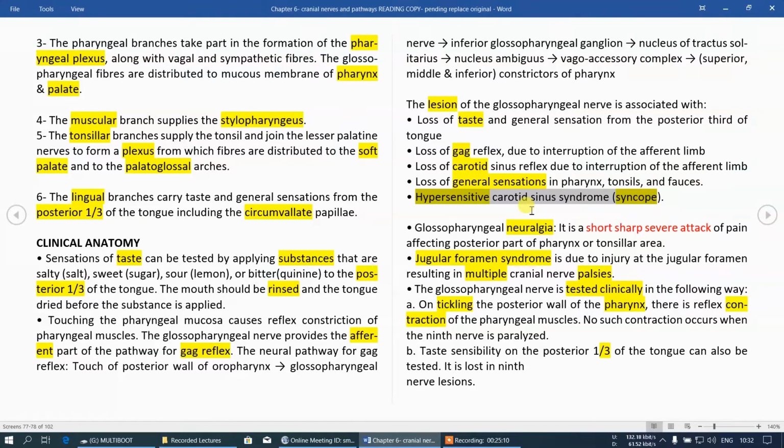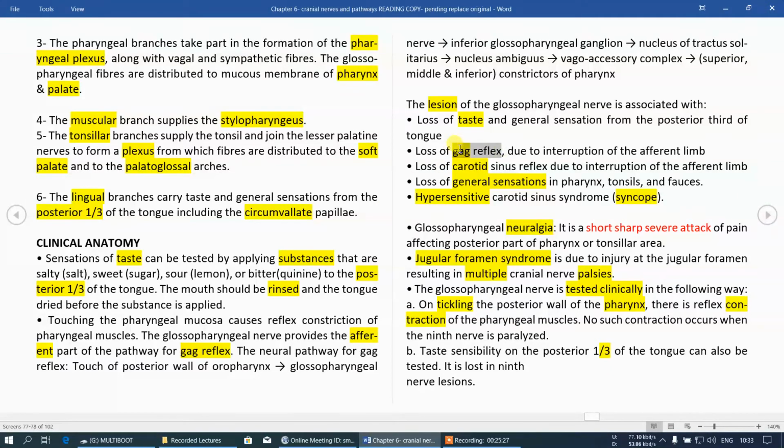You can read these topics in physiology: carotid sinus, carotid body, and syncope. And one more term, that is carotid massage, which is treatment of the syncope. So you should read this from physiology.